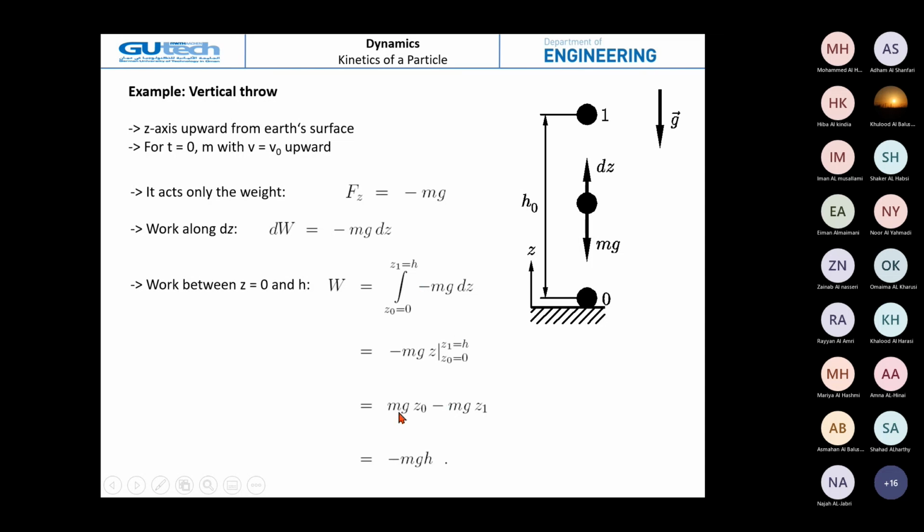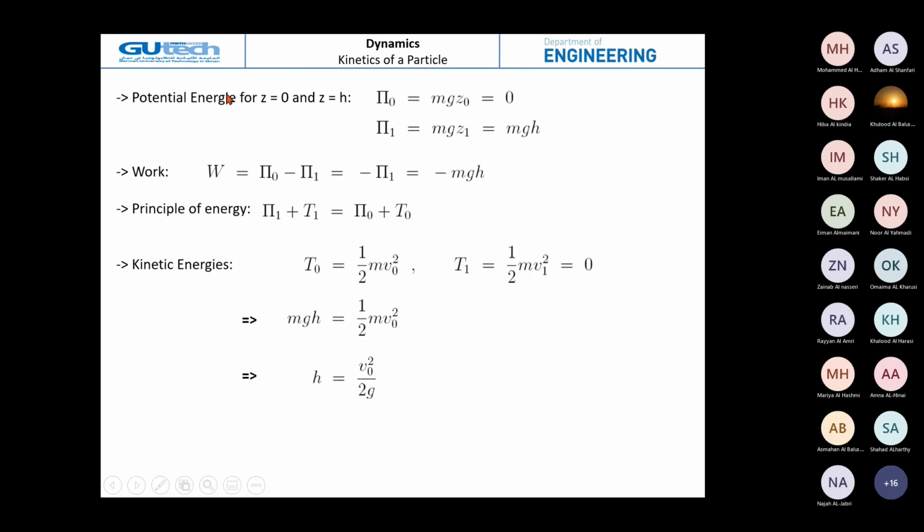Then we have minus mg multiplied by dz. When we integrate, we get mg z0 at time t0, where z0 is equal to 0. Then we have only minus mg z1, and z1 is only h. Then the work is equal to minus mg multiplied by h. Now the potential energy for z equal to 0 and z equal to h.